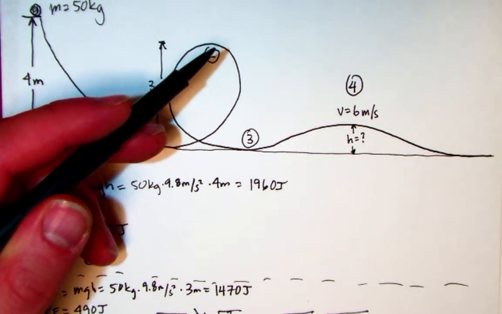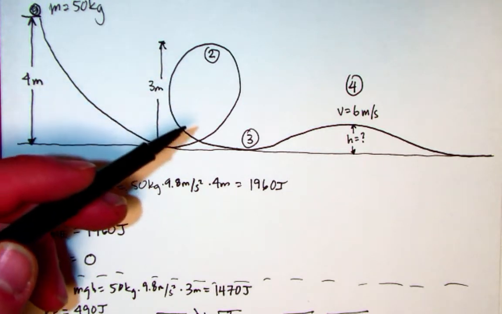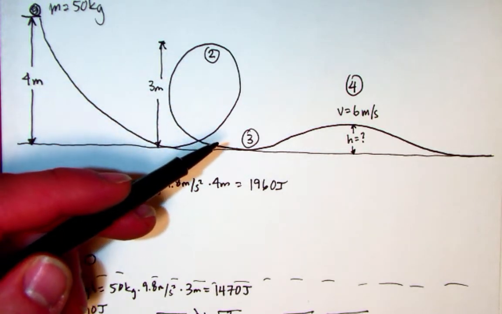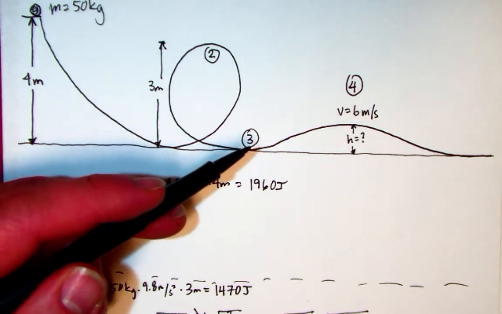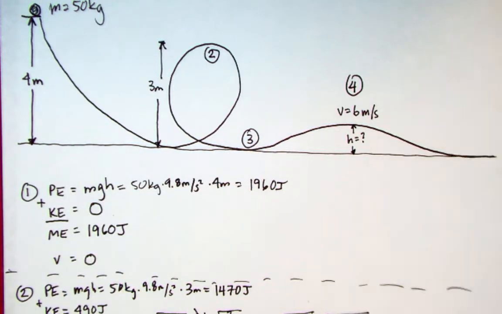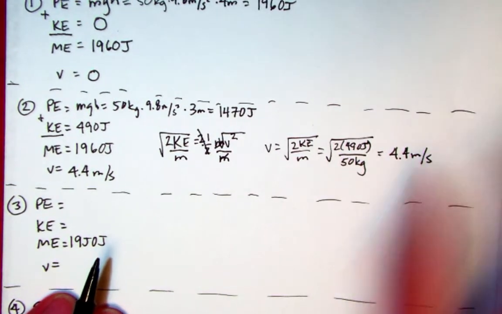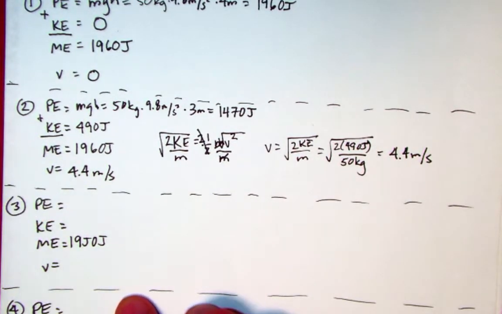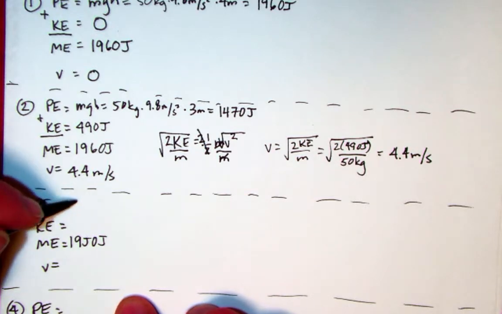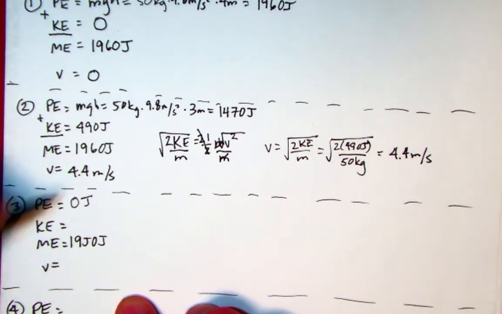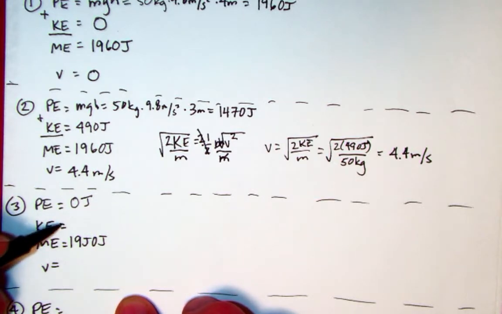Now after position 2, it's going to come back around. It's going to come lower and lower and lower, gaining kinetic energy, gaining speed, losing potential energy, till we get to position 3 right here. And in position 3, there is no height. So if there's no height, and our equation is mass times gravity times height, we know that there is 0 joules of potential energy. Which means that all of our energy now must be kinetic energy.